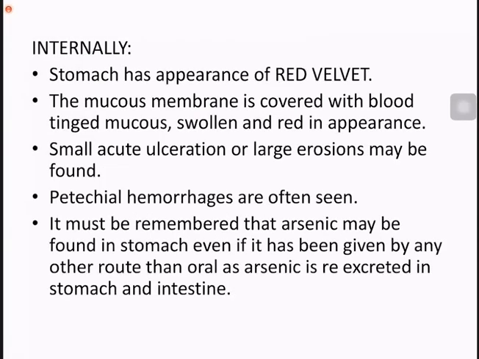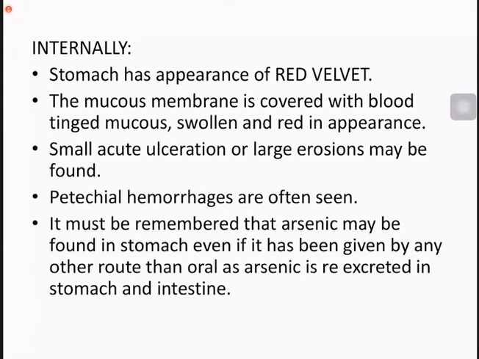Okay. Now, internally, the stomach would show a classic red velvet appearance. It would be extensively red from inside. Why? Because of the local irritation of arsenic. All right, simple. Mucous membranes would be covered with blood-tinged mucus, swollen and red in appearance. Again, because of the local irritant effect of arsenic, it's going to cause blood vessels to leak. That is why the mucus is blood-tinged. It's swollen and red because of the local inflammation. Okay, then there would be some ulcerations or even erosions within the GI lining. Petechial hemorrhages can be seen far and wide within the organs.